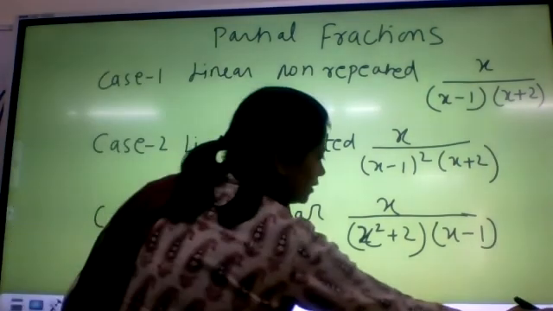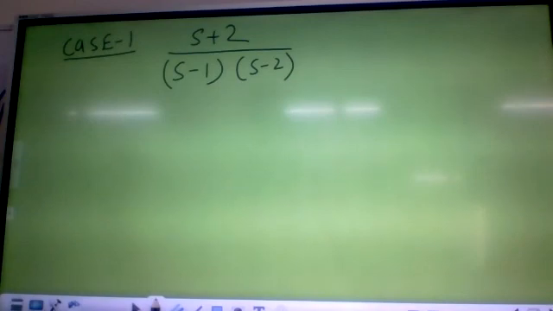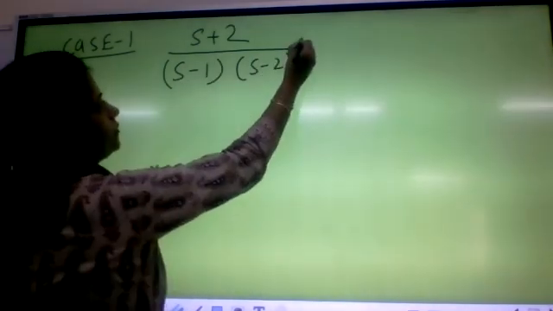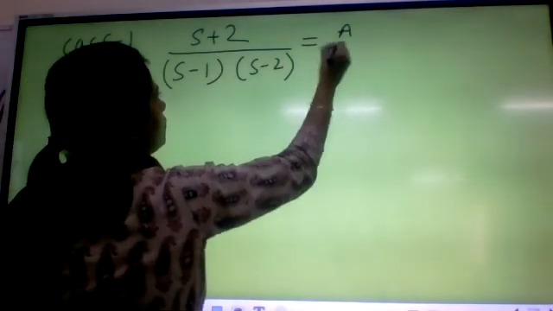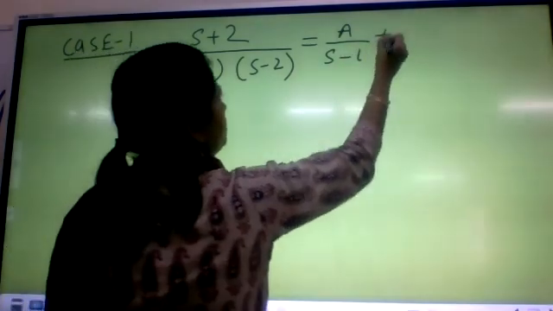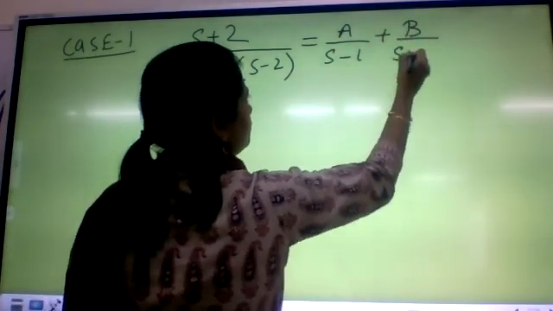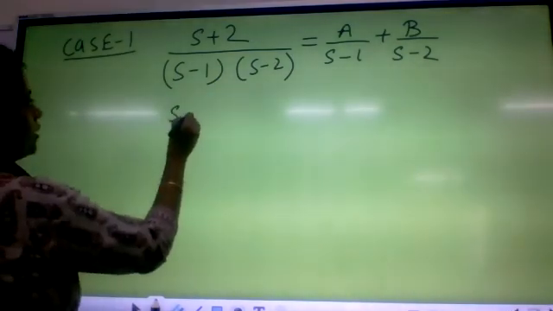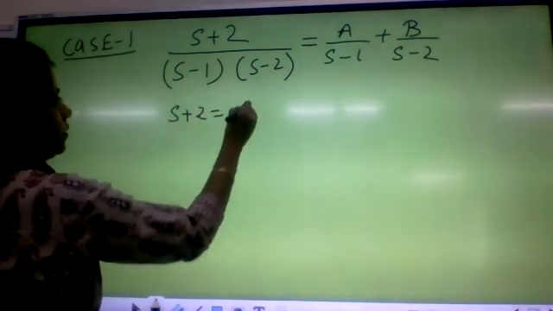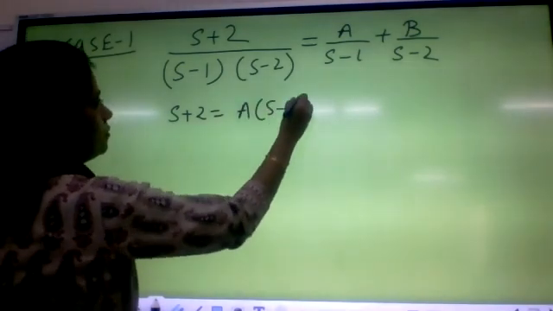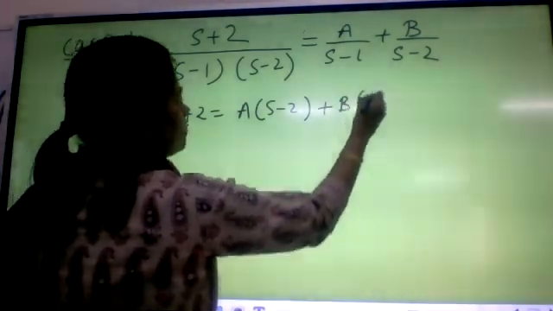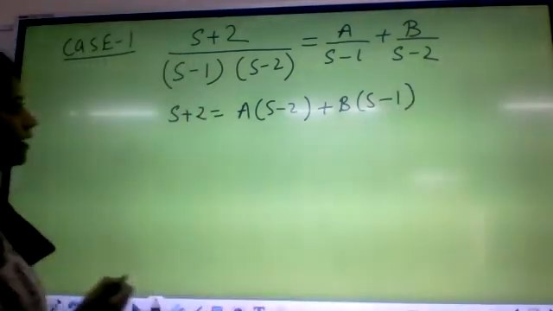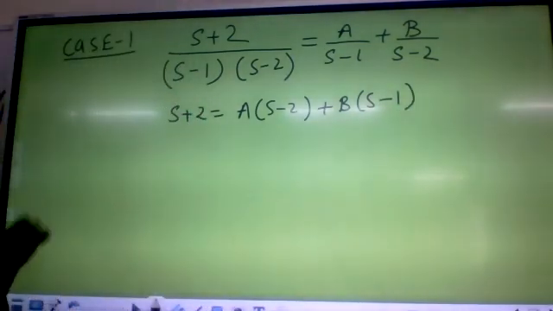First we will start with case 1. See, this is case 1. I have a linear non-repeated factor. What is the concept? How will I do it? First we write a upon s minus 1 plus b upon s minus 2. Now you take the LCM on both sides and solve it. So s plus 2 is equal to a times (s minus 2) plus b times (s minus 1). Now you need to find the values of a and b which satisfy this equation.